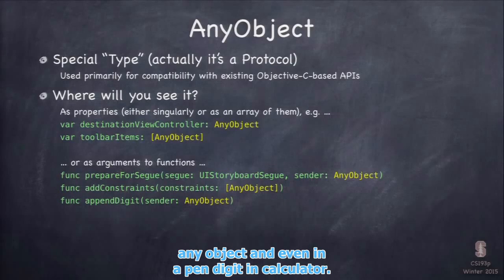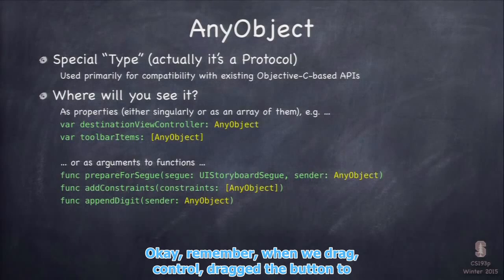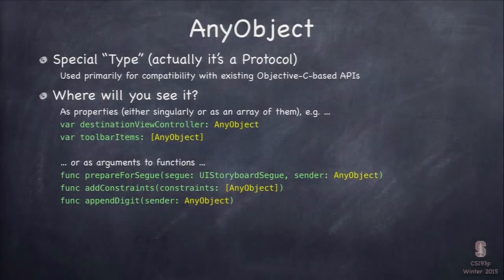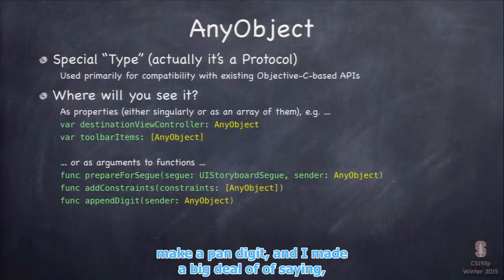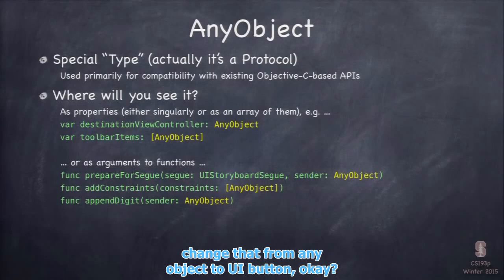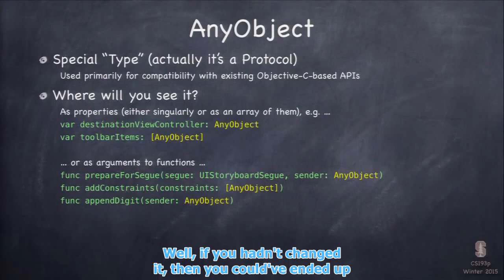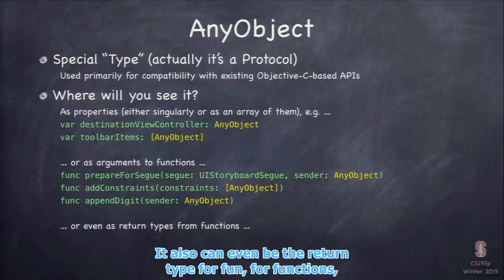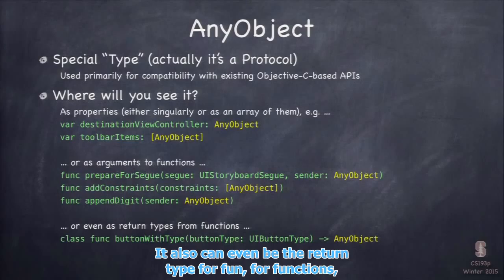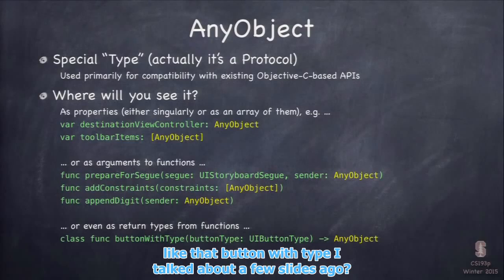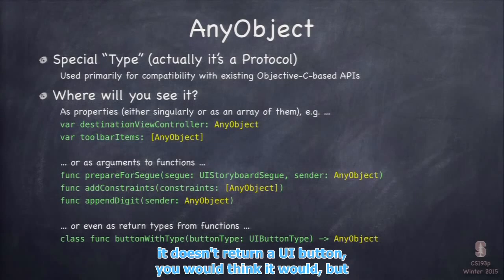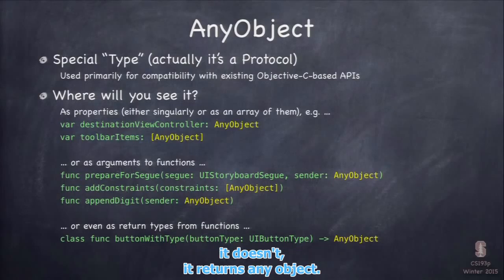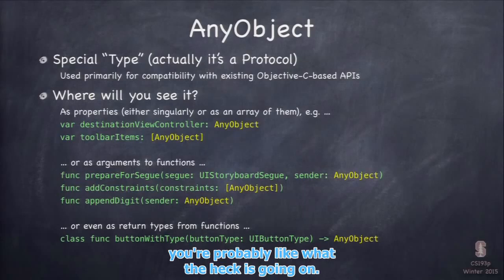And even in appendDigit in Calculator, remember when we control dragged the button to make appendDigit? And I made a big deal of saying, change that from AnyObject to UIButton? Well, if you hadn't changed it, then you could have ended up with appendDigit sender AnyObject. It also can even be the return type for functions. Like that button with type I talked about a few slides ago, it actually returns AnyObject. It doesn't return a UIButton. You'd think it would, but it doesn't. It returns AnyObject.